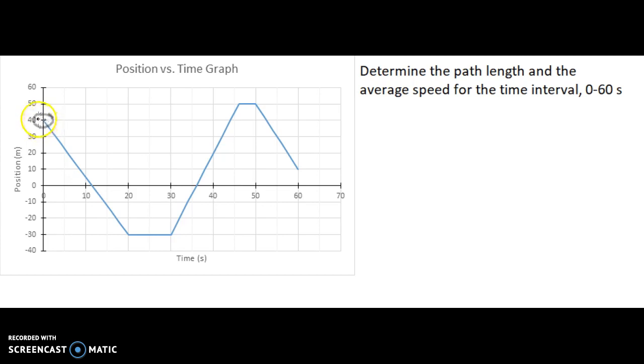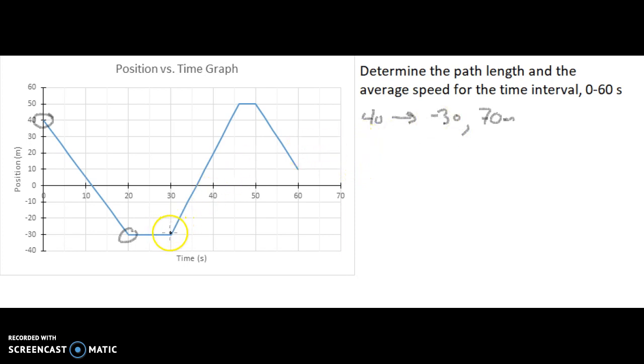So for the first 20 seconds, we go from 40 all the way down to negative 30. So 40 to negative 30, that would be a total of 70 meters.